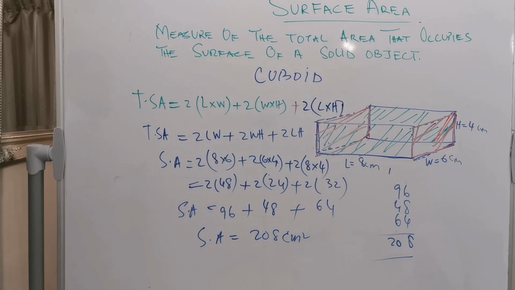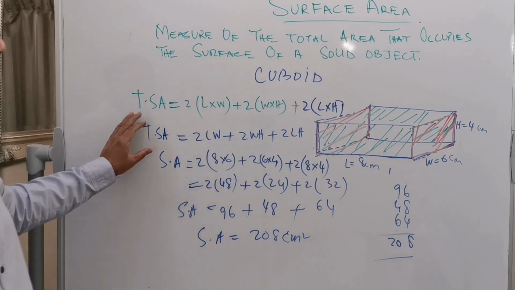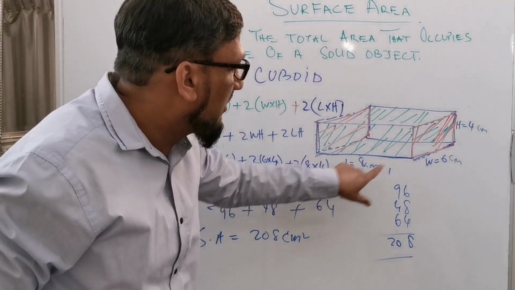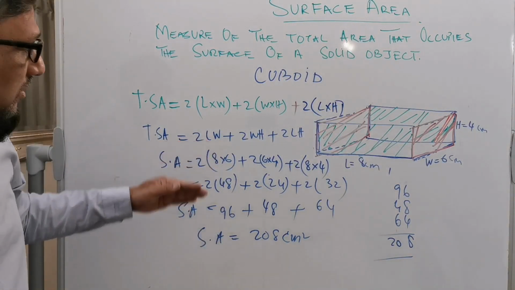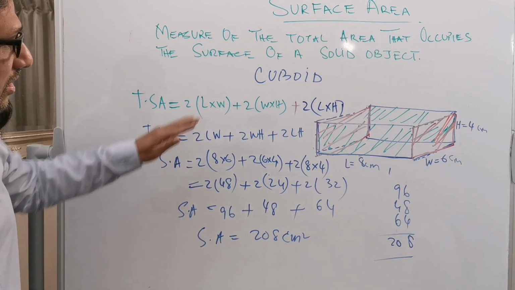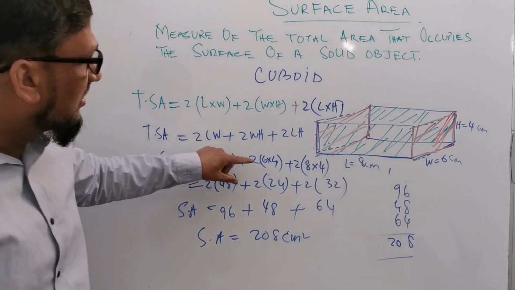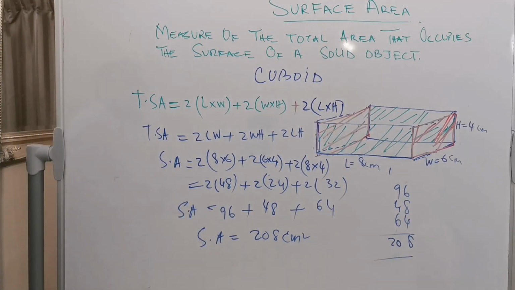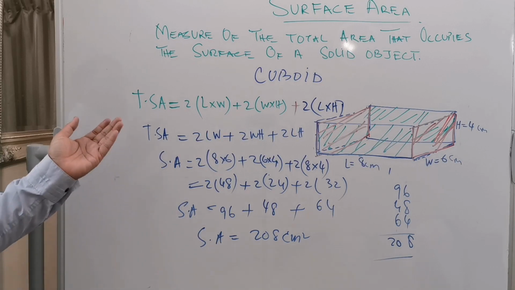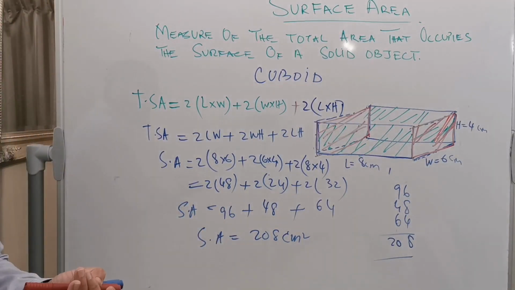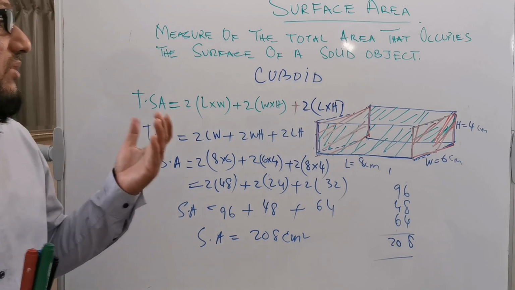So very simple. What you need to do is enter the values of the length, width and height in this formula and work it out, because you know there are 6 faces and you need to add them together to get the total surface area for a cuboid. This is for the cuboid, and the last one we discussed was the cube. In my next video I'm going to discuss the total surface area for the prism.